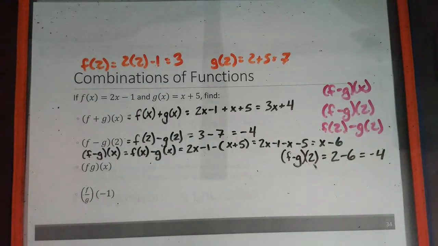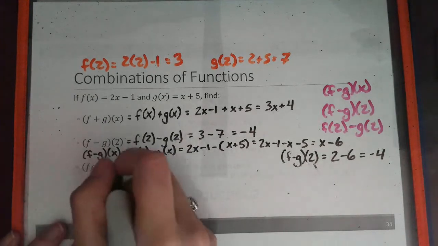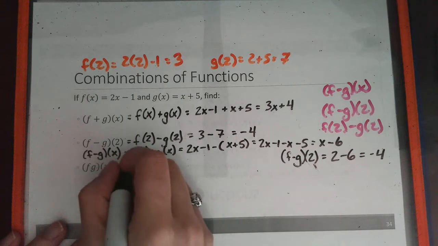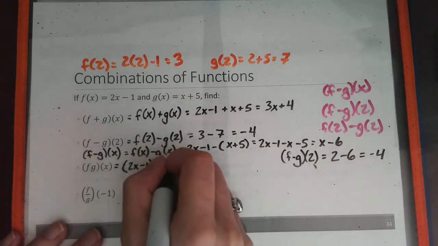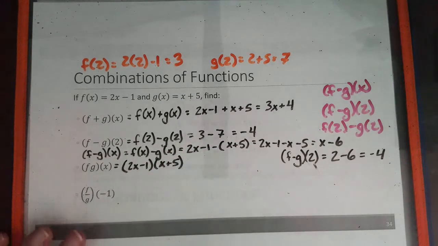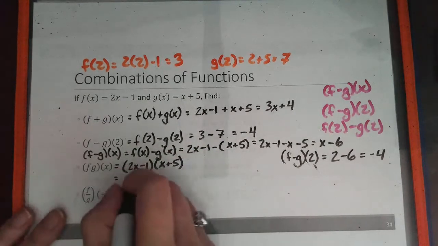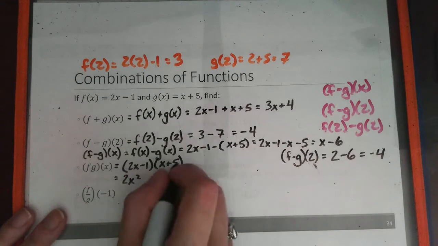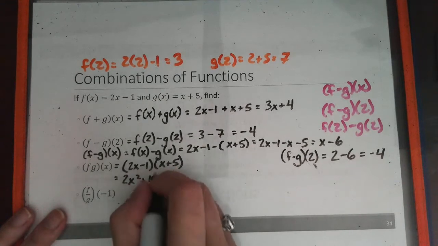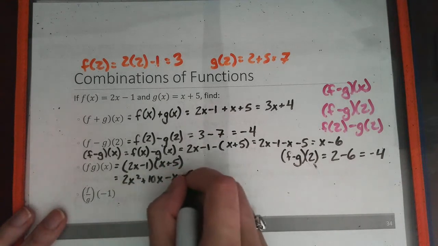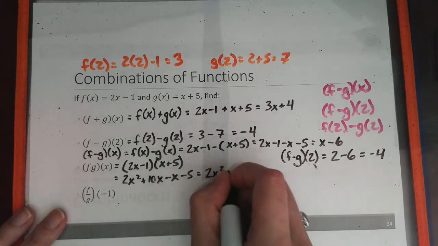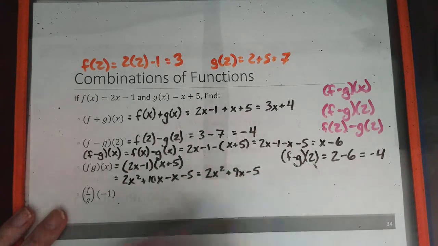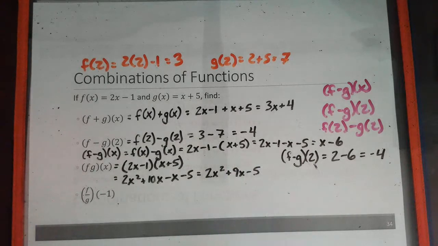Next up, we're going to look at f times g of x. Now, according to the last slide, that's going to be f of x times g of x. So we're looking at 2x minus 1 times x plus 5. I need to FOIL that out, and I'll get a 2x squared plus 10x minus x minus 5. And if I combine my like terms, that's 2x squared plus 9x minus 5.